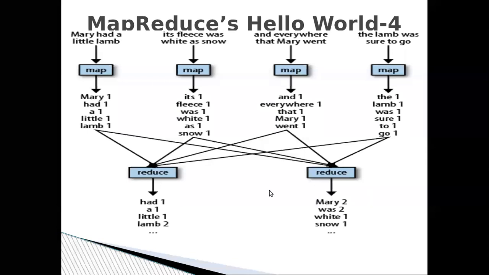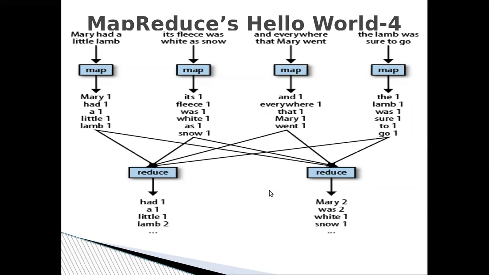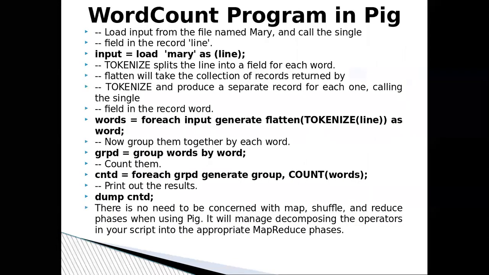Okay, so in your problem you have decided on two reducers, one which would handle words starting from A to L, and the next handling words from M to Z. Now the actual word count program in MapReduce is a big, complex program using a large number of Java classes. But if we write this program in Pig, it's there in front of you.